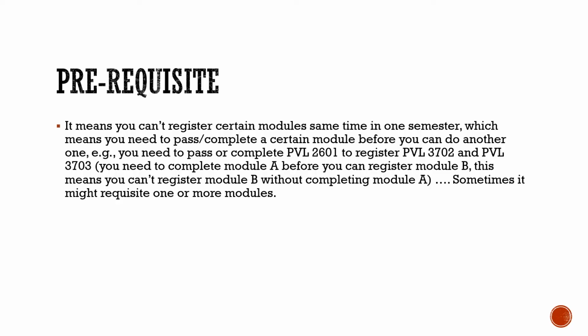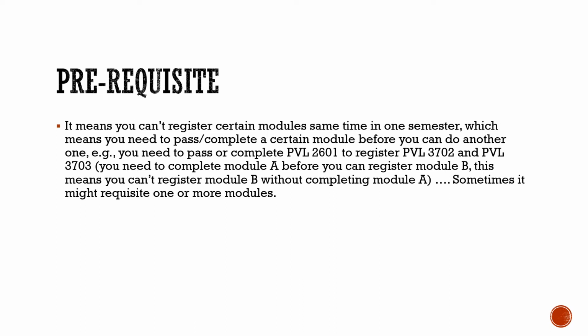Prerequisite means you cannot register certain modules at the same time in one semester, which means you need to pass or complete a certain module before you can do another one. For example, you need to pass or complete PVL 2601 to register PVL 3702 and PVL 3703.